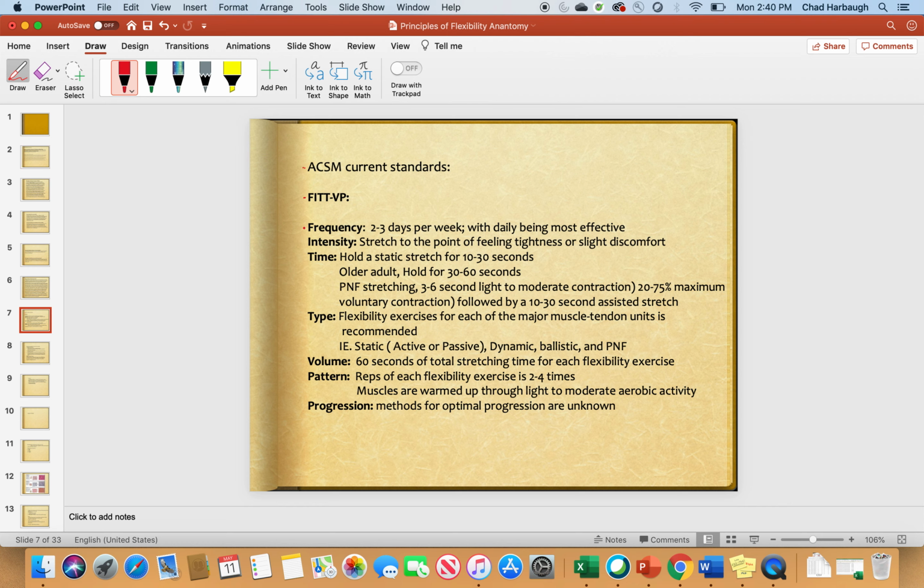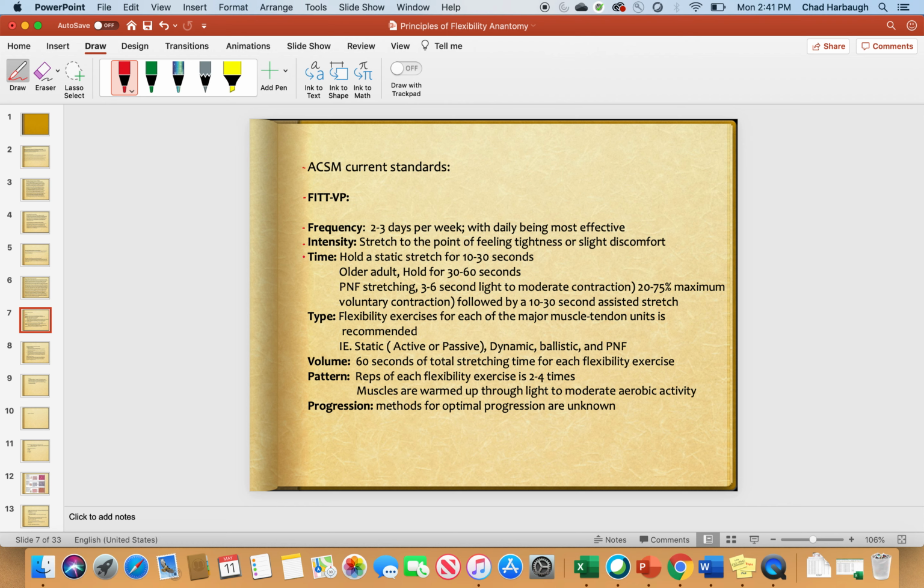Any stretches that are to be completed should be done 2 to 3 days per week, with daily stretching being the most beneficial. The intensity of the stretch should be a stretch to the point of feeling tightness or slight discomfort, and the intensity should also be dictated on the ability not to hold the breath. So while you are maintaining a stretch, you should be able to breathe in and out comfortably during the entirety of each stretch.